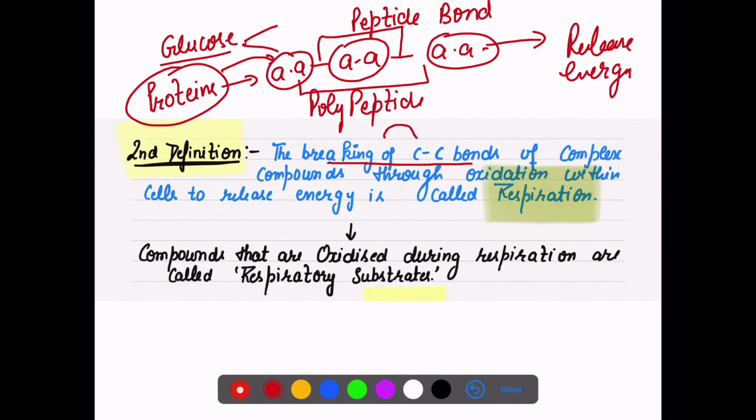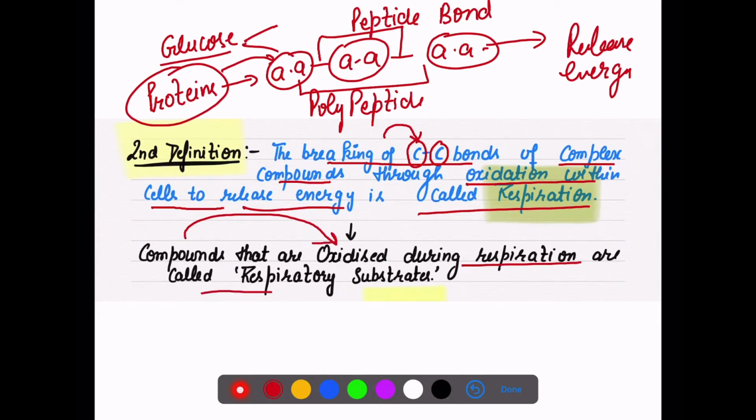So simply you can say, breaking of carbon bonds of any complex compounds through oxidation within the cells. If you are oxidizing them in the presence of oxygen, and they are breaking down and releasing energy, then again it is called respiration. Those compounds that get oxidized during respiration are called respiratory substrates. That is the important term, that it happens through the oxidation process. We already discussed oxidation and reduction in photosynthesis also.